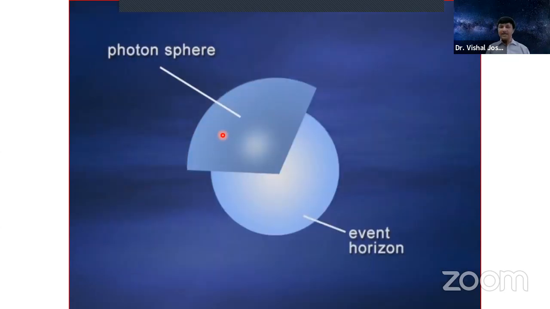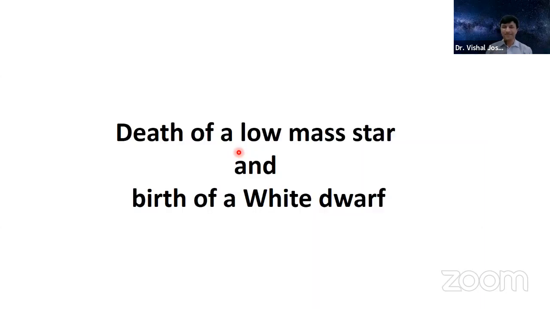So it is very interesting to know that every black hole has a photon sphere. The photon sphere is a sphere around the black hole within which the photons are bound to orbit around the black hole. They can neither escape into space, nor fall towards the black hole. Very interesting fact. A secret.